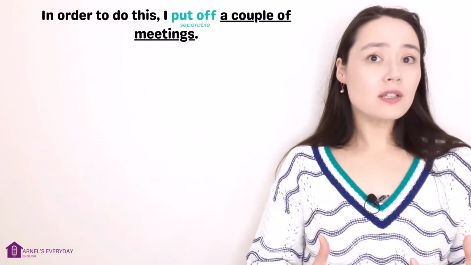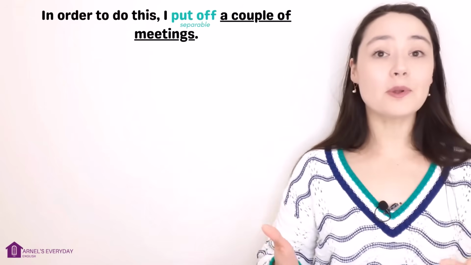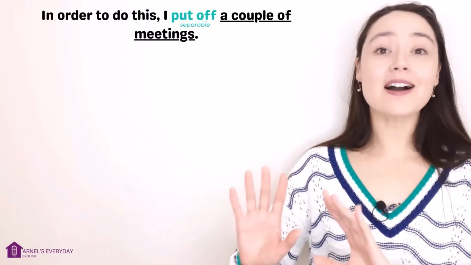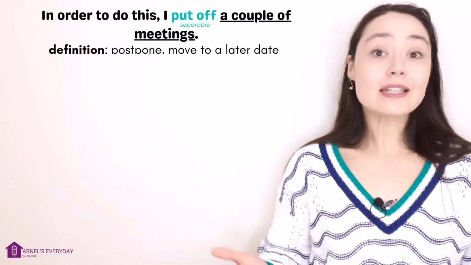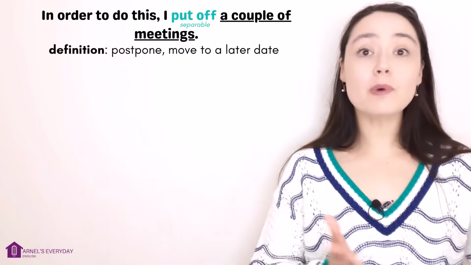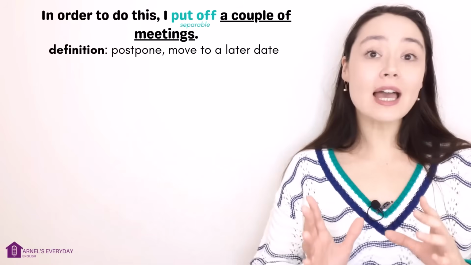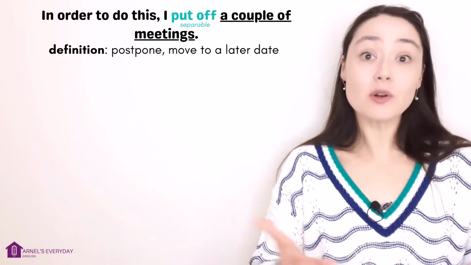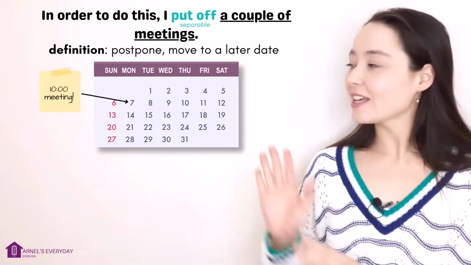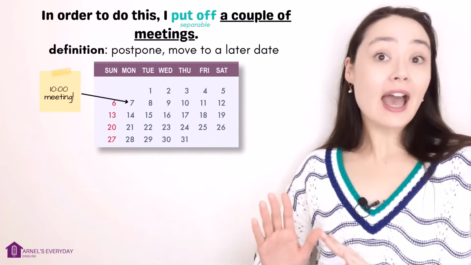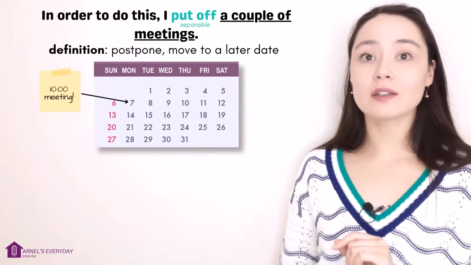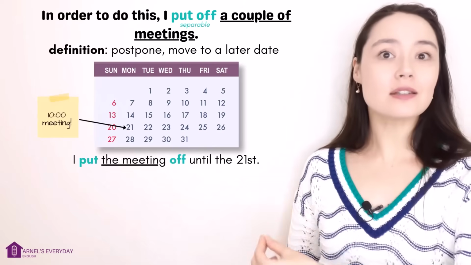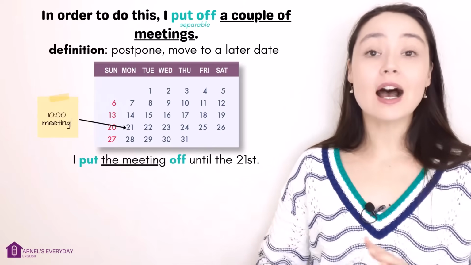In order to do this, I put off a couple of meetings. Put off. I put off a couple of meetings. Definition. You postpone something. You delay something. You move it to another date or time. Look at this calendar. I had a meeting scheduled for the 7th, but I put it off. I put it off until the 21st. I moved it.